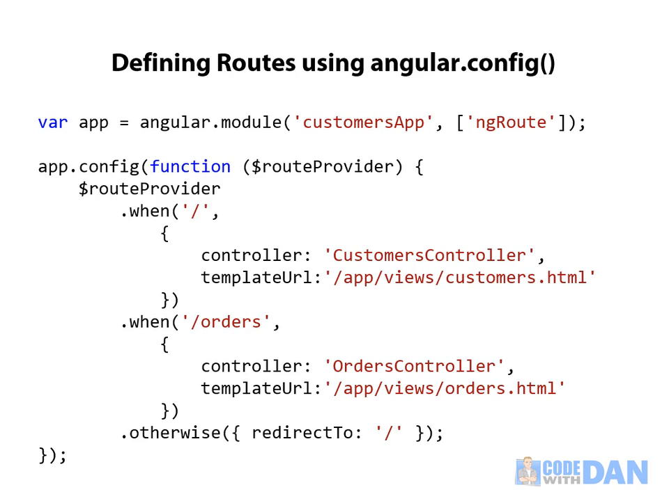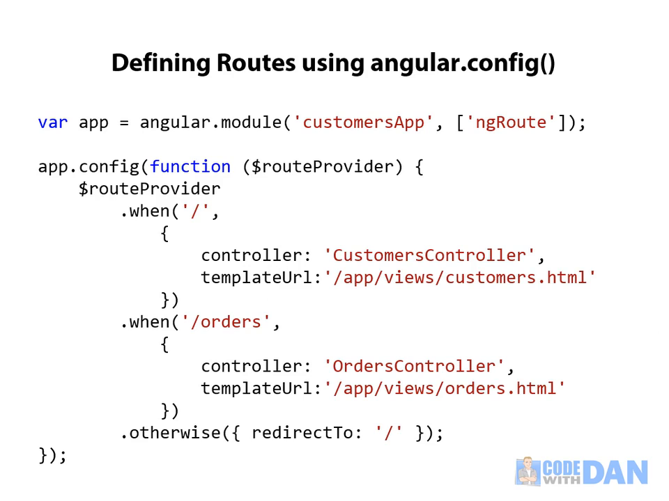So it's actually pretty easy to configure routes. The trick again is first you have to reference the ng-route module. Once that's referenced though, you can take the module, call config, and then the route provider will be injected in. Then we can use it to actually configure the path and then associate a controller with a view using these different properties here.